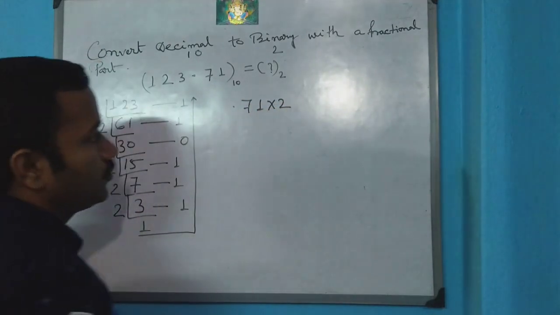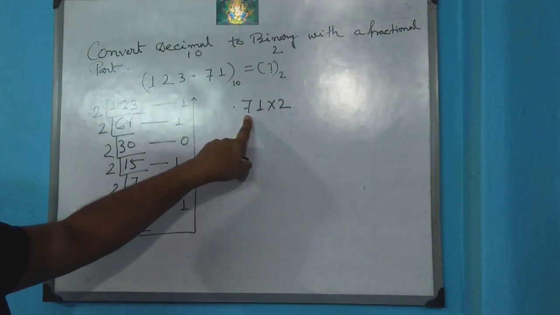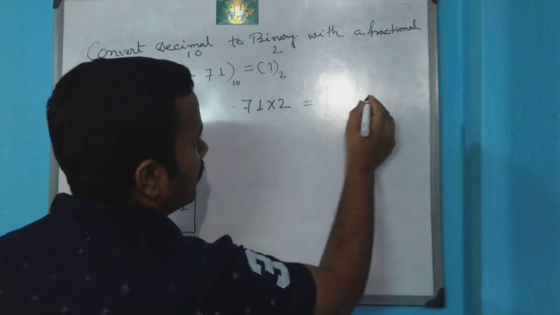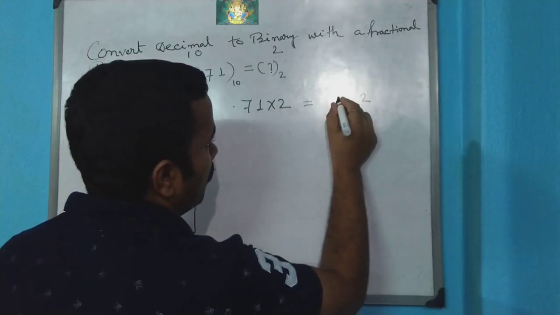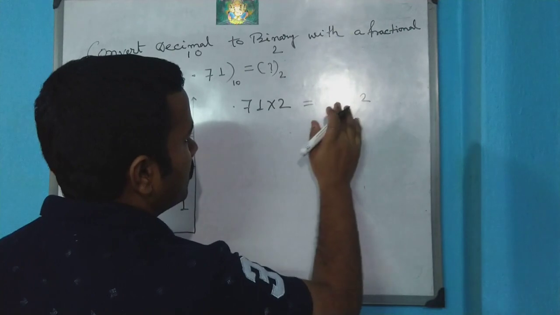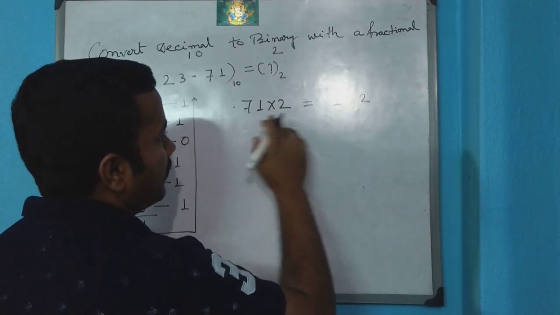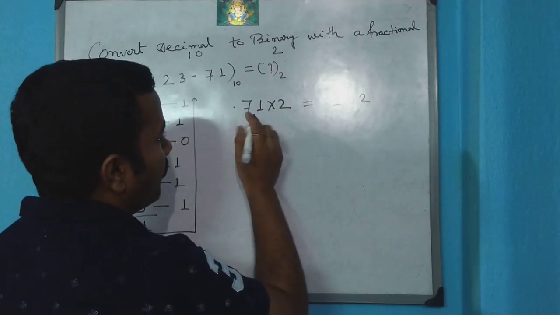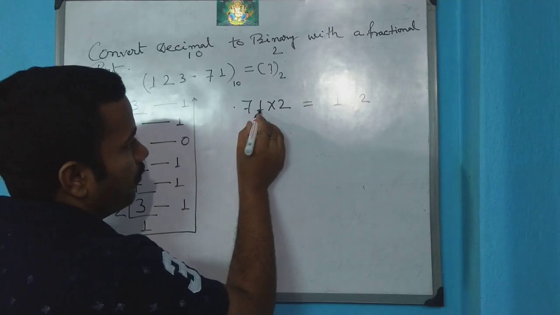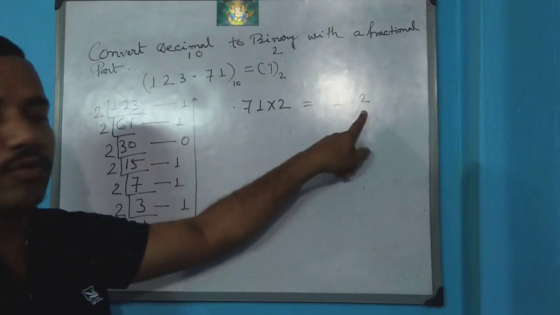0.71 multiplied by 2: 2 ones are 2, 2 sevens are 14, so 142. But the decimal places are two, so the fractional digits are two. So 1.42.